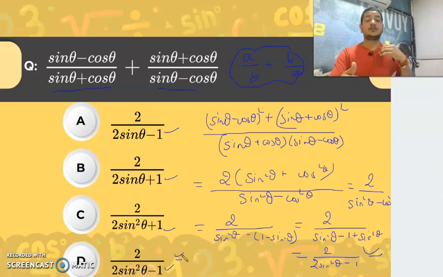So this thing will help you a lot. Just see the question, see which algebraic identities we are using, and see which trigonometric identities you are using. Just blend these two and get your answer.